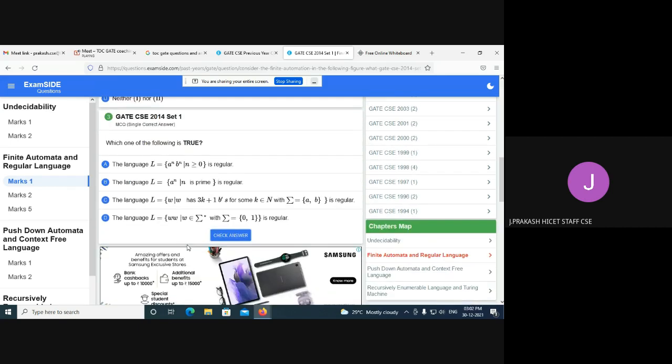The next, second one: which one of the following is true? This is another important 2-mark question in theory. Which of the following is true? The language L equal to A power n, B power n, n greater than or equal to 0, is regular. It is false. The language L equal to A power n, where n is a prime, is regular. That is also false. So, could you guess what the answer is?